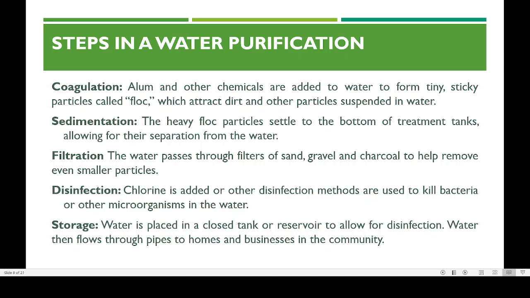So the first step is known as coagulation. In coagulation, they will be adding alum. Alum, sometimes you might have seen. Alum is a white substance, kind of hydrated sulfate of aluminum. This is the alum. And I will show you a picture of how alum appears.